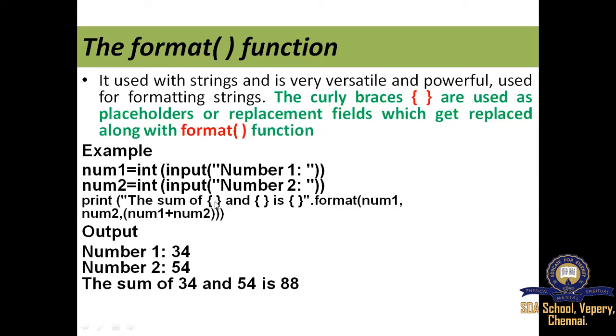So the first pair of curly braces will act for number 1. The second pair of curly braces will act for number 2. The third pair of curly braces for this format function will act as a placeholder for the sum of num1 and num2. Let me show this on your PyCharm window.